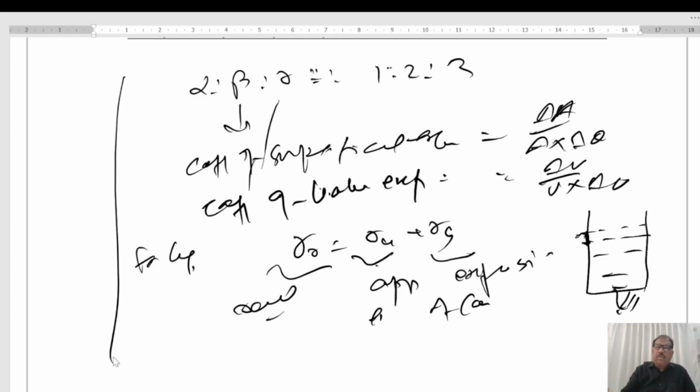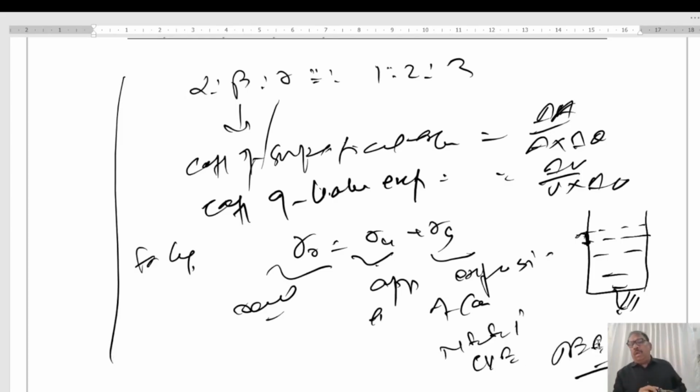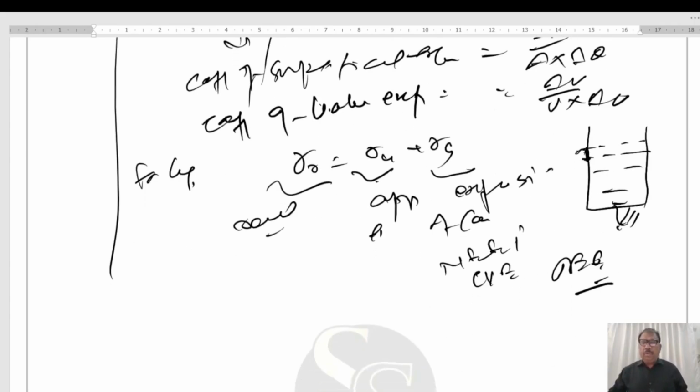All these concepts are very, very useful for NEET, CUET, JEE Main and Advanced, and other entrance examinations. Now, next question.